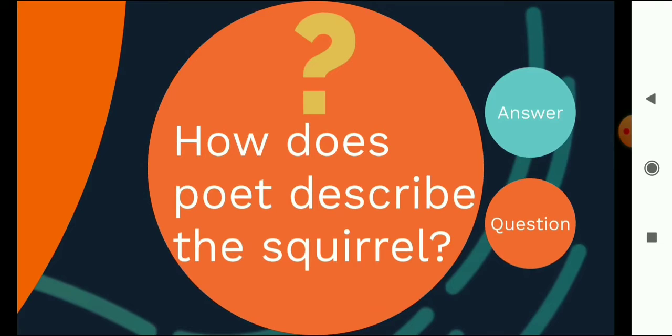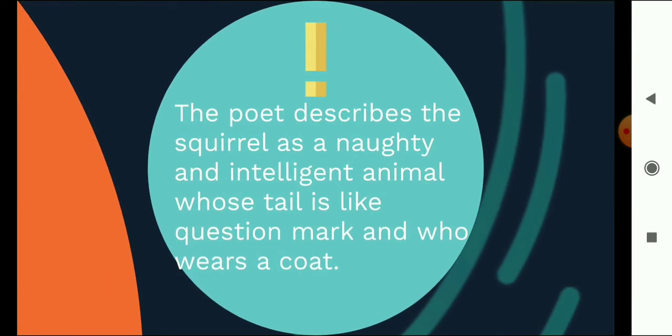How does the poet describe the squirrel? You tell me. The word describe means how does the poet tell you about the squirrel? What words does he use? Yes, the poet describes the squirrel as a naughty and intelligent animal whose tail is like a question mark, and who wears a grey colored fur coat, right?